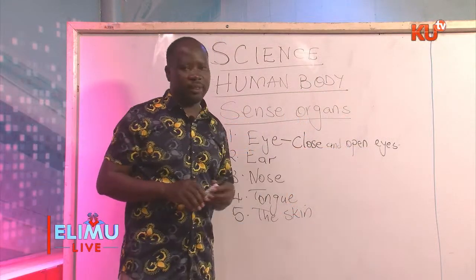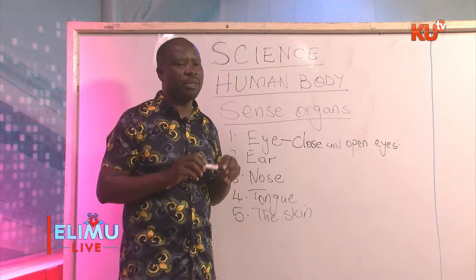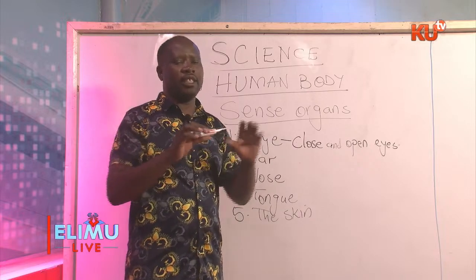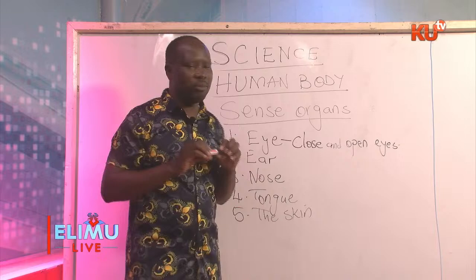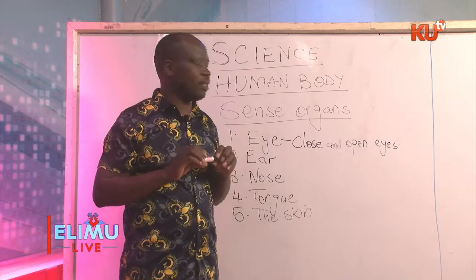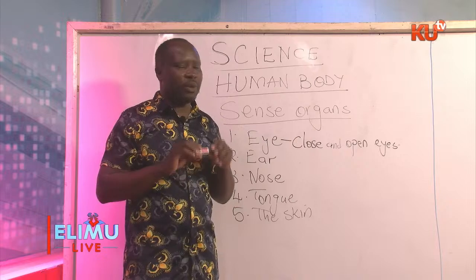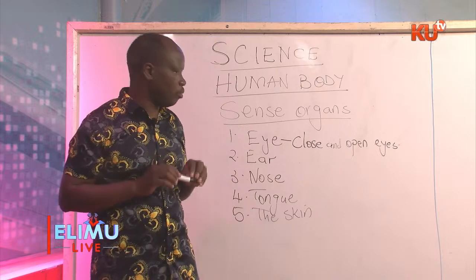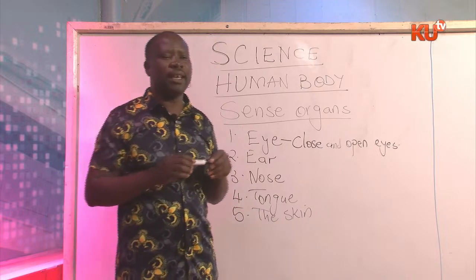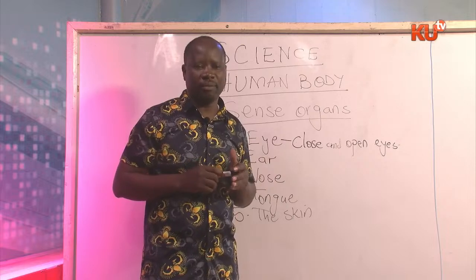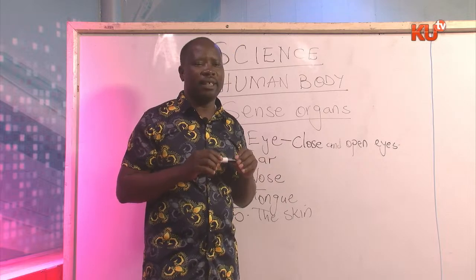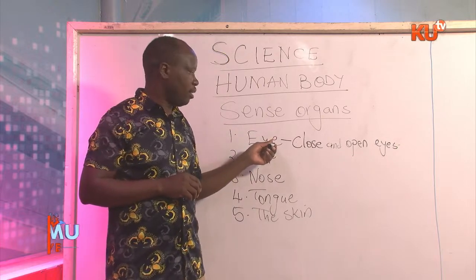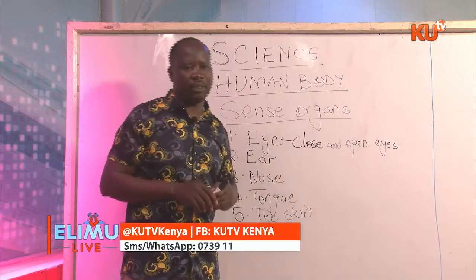When you close your eyes, it means you will not be able to see what is happening around you. Like, I can see you. You can see me because I've opened my eyes. But when I close or shut my eyes, I'll not be able to see you. I'll not be able to see anything around me because my eyes are closed. So the main function of the eye is to see what happens.